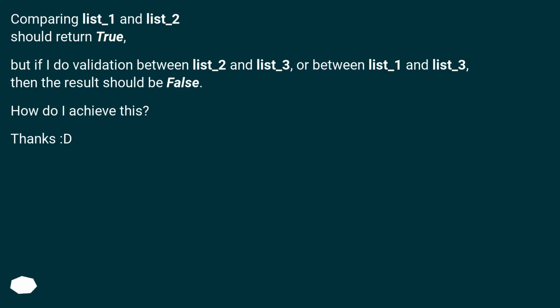Comparing list_1 and list_2 should return true. But if I do validation between list_2 and list_3, or between list_1 and list_3, then the result should be false. How do I achieve this? Thanks, D.